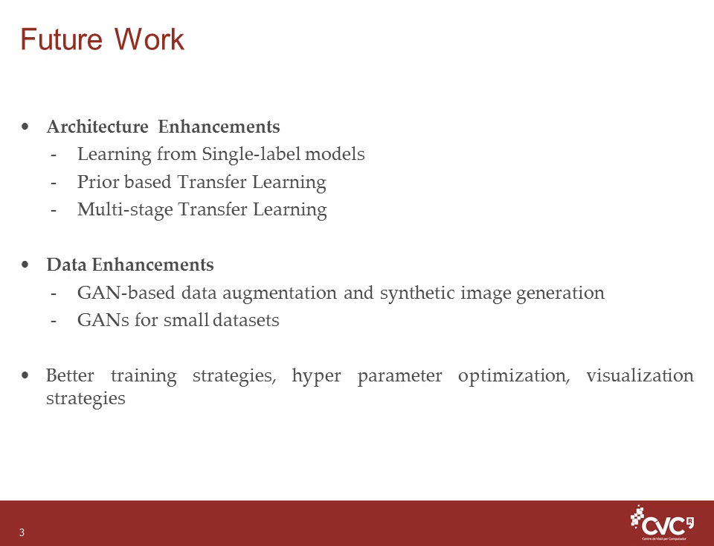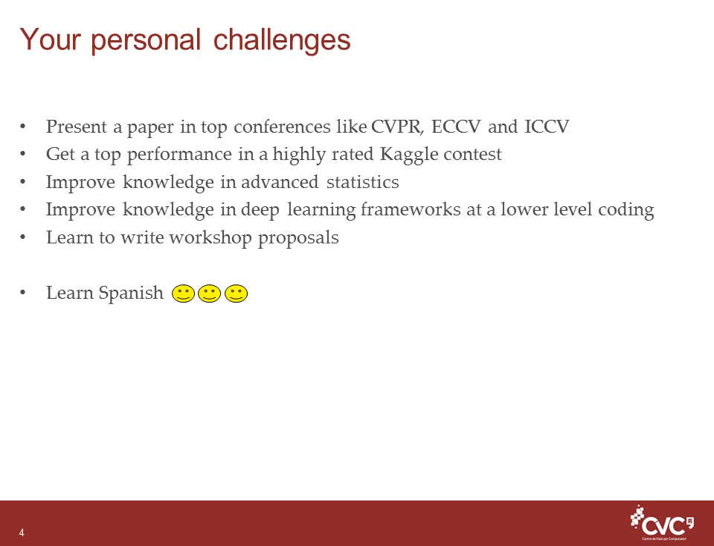GANs have had tremendous success in other domains, but with respect to food, there are very few works. Generating images from small datasets and exploring multi-label GANs would enable us to tackle the data problem addressed earlier. Apart from this, better training strategies and hyperparameters along with better visualization strategies would also be explored in the upcoming months.